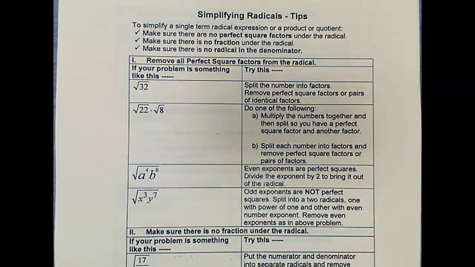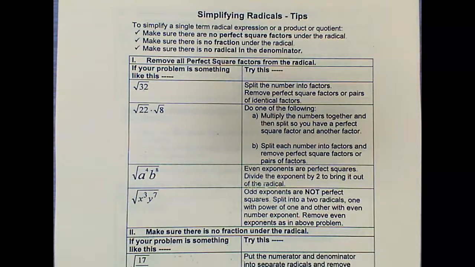Hi everyone, today we're going to continue talking about radicals, and we've got a lot of different examples today of how to treat radicals that look a certain way. In order to simplify a single term radical expression or a product or a quotient, make sure there's no perfect square factors under the radical. Those need to be taken out. Make sure there's no fraction under the radical and no radical in the denominator. Those are the big three things that we want to look for.